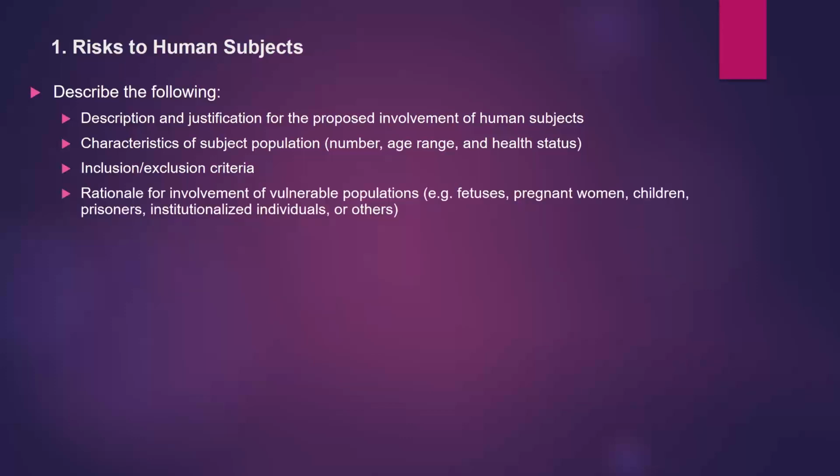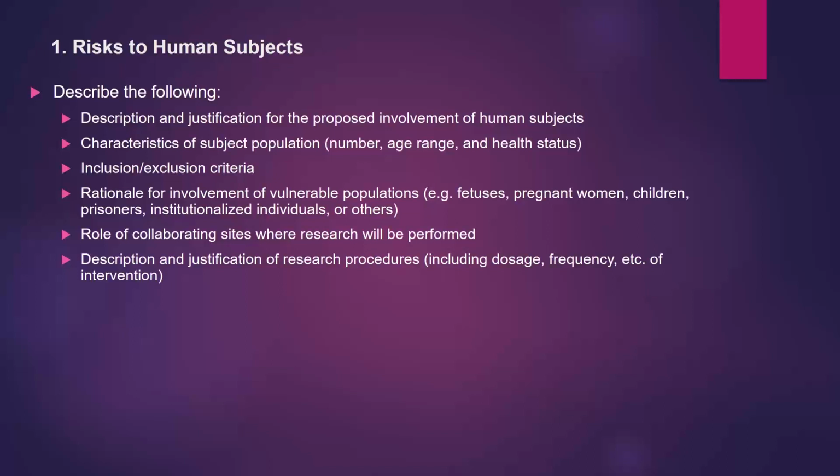The rationale for involvement of vulnerable populations, if applicable, so fetuses, pregnant women, children, prisoners, institutionalized individuals, or others, and the role of the collaborating sites where research will be performed. So if you're only doing research within your university, you're just going to say that where you're doing the research. But if it involves multiple sites, you need to make clear what those sites are.